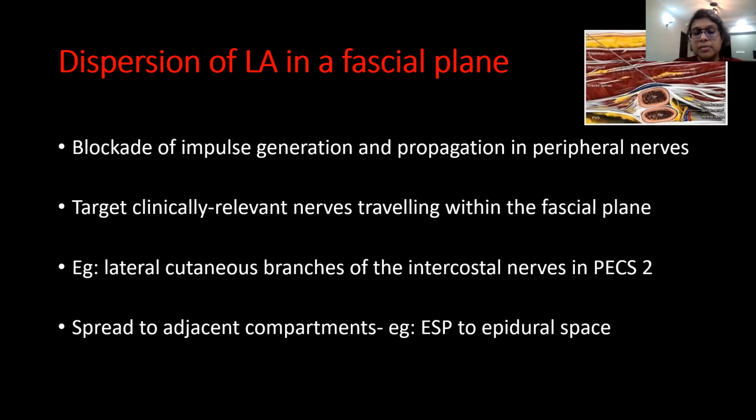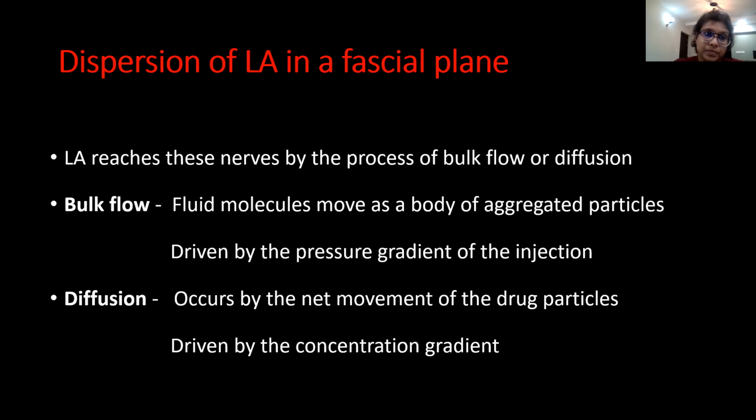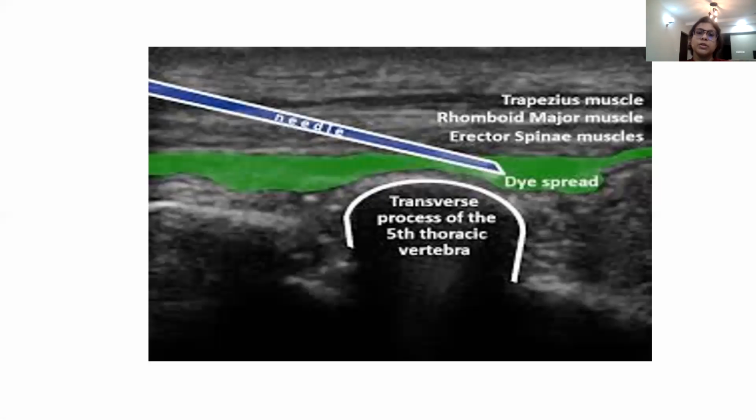Another proposed mechanism is by the spread to the adjacent compartments. For example, a component of the analgesia provided by the ESP block is thought to be due to the action of the drug that spreads to the epidural and paravertebral spaces. So local anesthetic spreads by the method of bulk flow driven by the pressure gradient of the injection, or by the process of diffusion driven by the concentration gradient. Now, this diagram demonstrates the caudal and cephalad spread of the drug from the injection point.